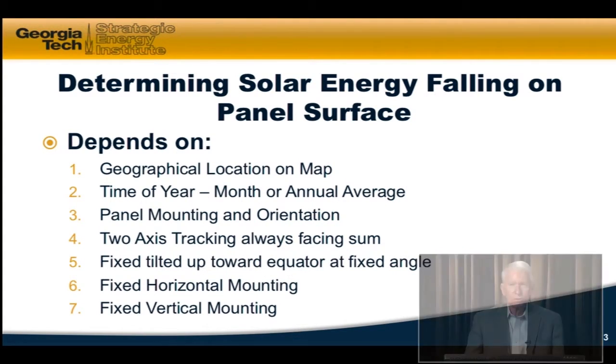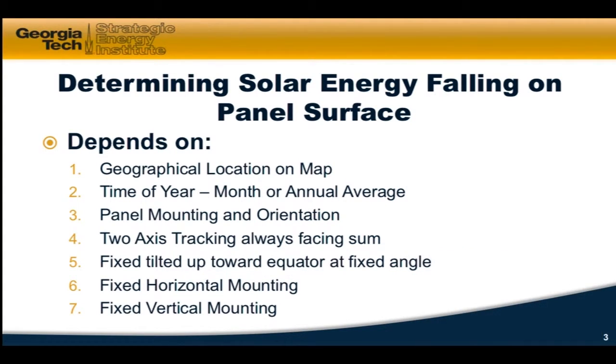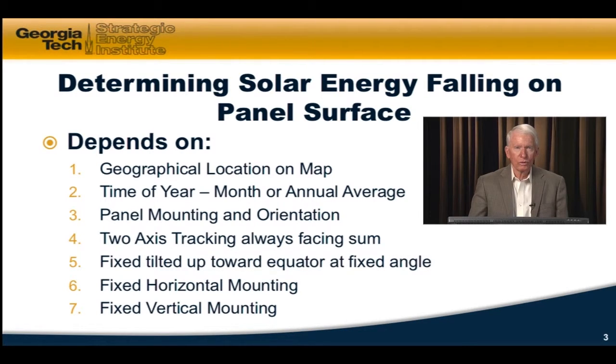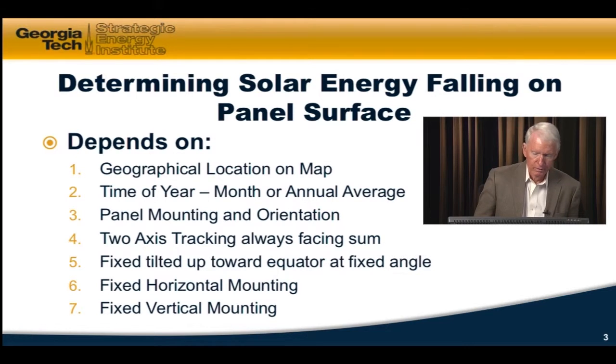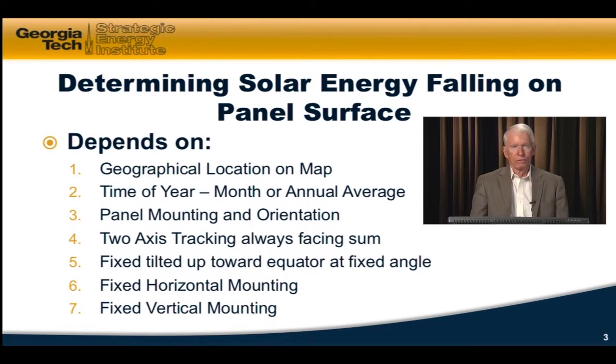It's a little bit difficult thing to calculate because there are so many variables that the amount of radiation depends on. It depends on where you're located on a map, what latitude, longitude. Altitude makes a difference, time of year makes a difference, panel mounting and orientation of that mounting makes a difference. Two-axis tracking, always facing the sun, is the best.